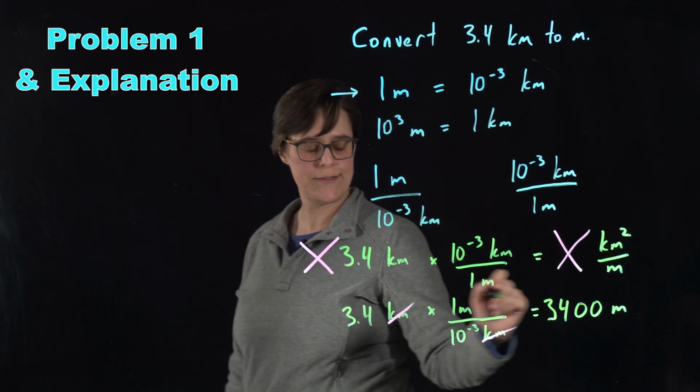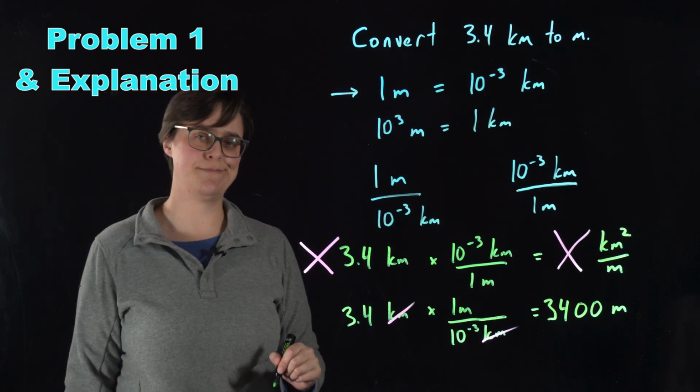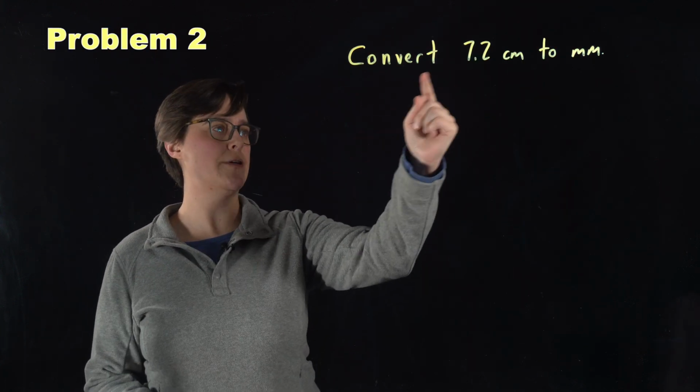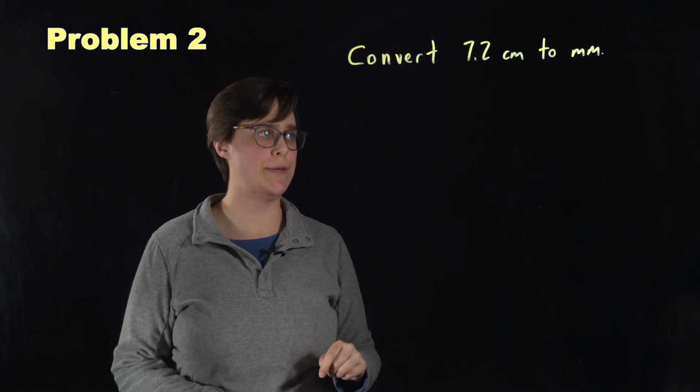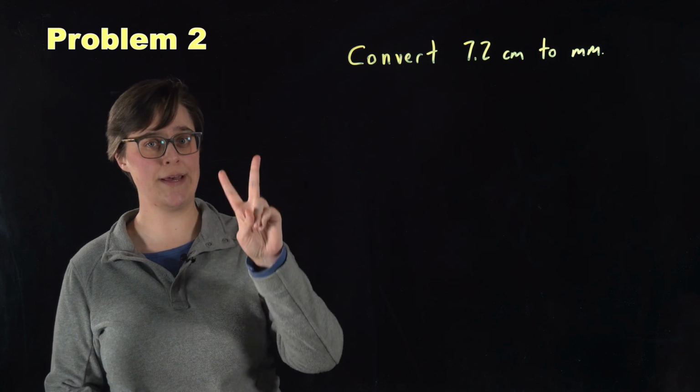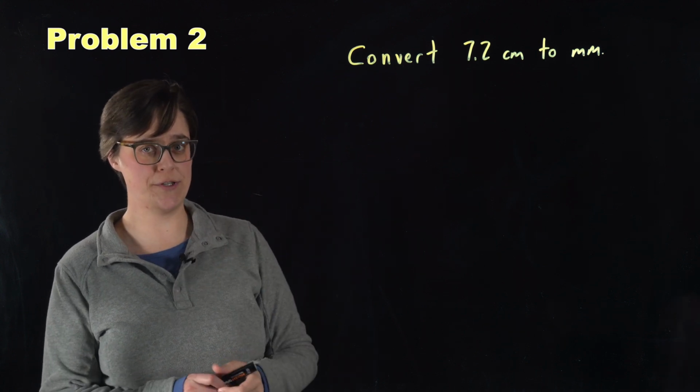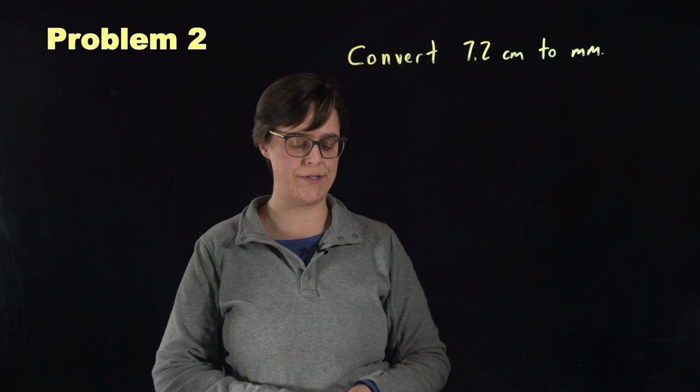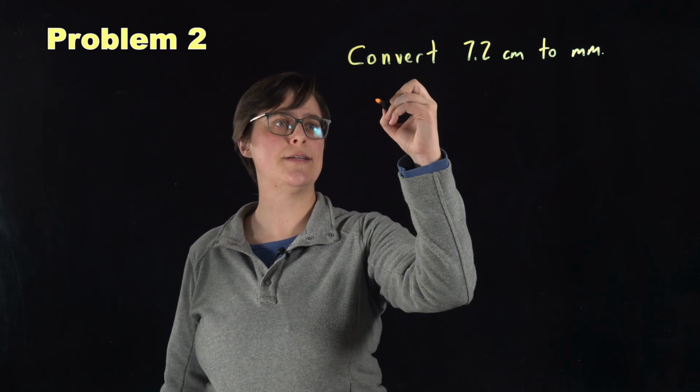And my answer is 3,400 meters. Problem number 2, convert 7.2 centimeters to millimeters. The reason that this is a little bit more difficult than the last is because we are going to have 2 different unit conversions that we need to do. So I'm going to start with 2 equalities.